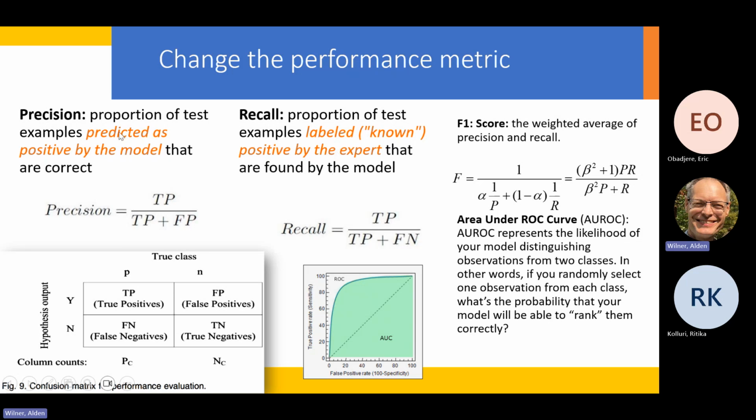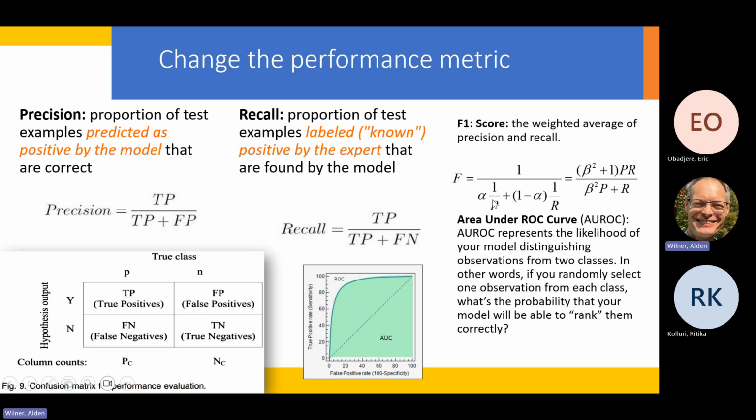So here again, our test predicts it's true. How many of the things that it predicts are true are actually true? That's precision. How precisely did it hit the target? And recall is how well did it find the ones that we know are true, right? So how many times did we miss something that was labeled and we said it's not true? And the F1 score is, of course, a weighted average of those.